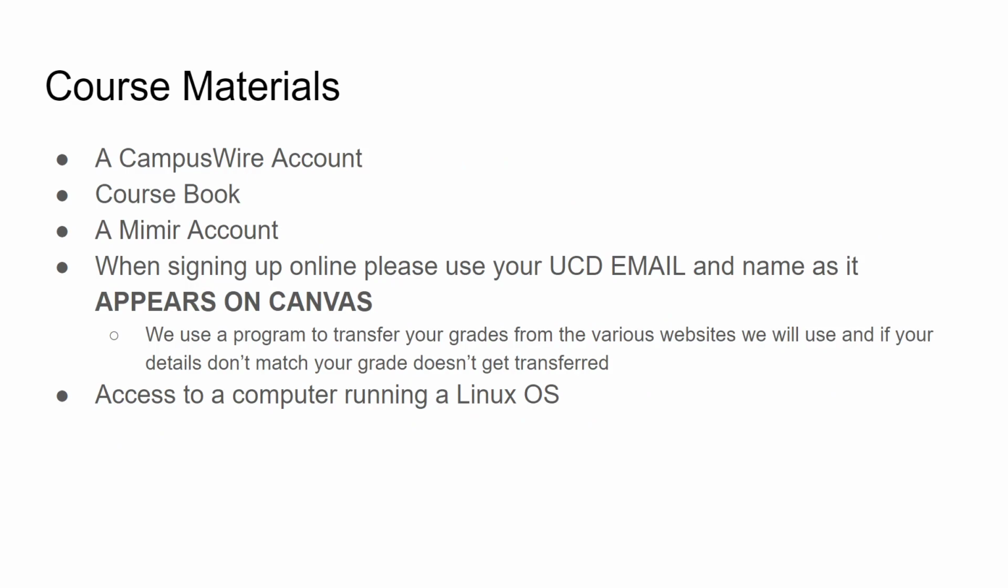So here's what you're going to need to get for this class. You're going to need a CampusWire account, a course book, and a Mimir account. When you sign up for anything online, make sure that you use your UCD email and your name as it appears on Canvas, because we use that information when we're transferring your grades from those websites back to Canvas, because it's not automated. If you're using something like super-hot-guy at yahoo.com, I have no idea who you are in the class, and your grade's not going to get transferred over. So make sure you use your UCD email and your name as it appears on Canvas.